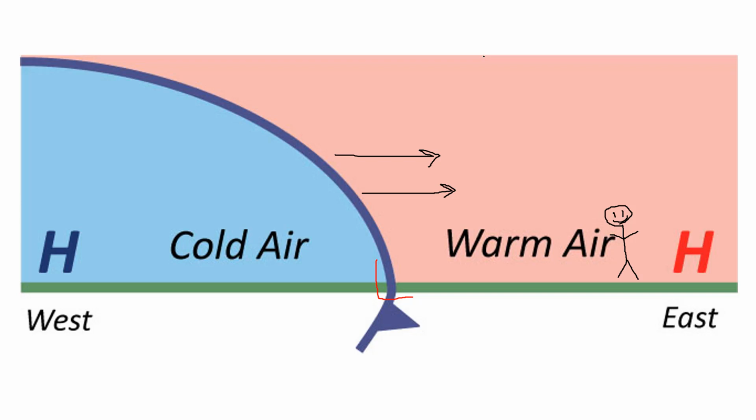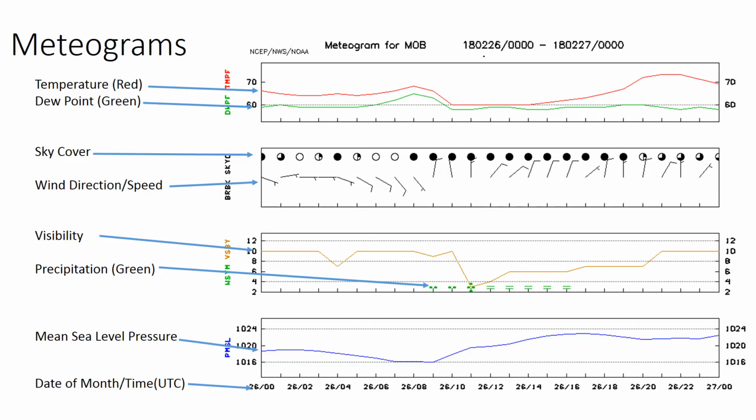And so really, a few telltale signs for identifying a frontal passage are a sudden decrease, bottoming out, and then increase in air pressure, and a sudden, sometimes even sharp, decrease in air temperature. And I'll actually show this to you in a few minutes when I show you a Meteogram.